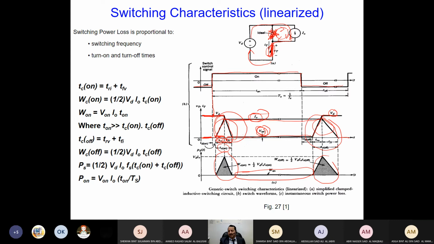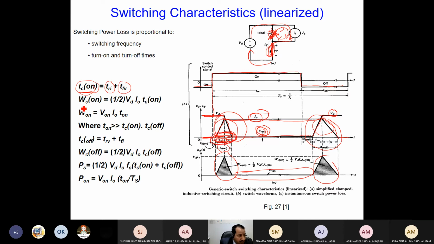This needs to be considered. Otherwise, we may lose our semiconductor switch. It may burn. We may lose the transistor, the thyristor, and so on. So let me summarize from this discussion the formula. T on for the switch contains T rising for the current and T falling for the voltage, these two.